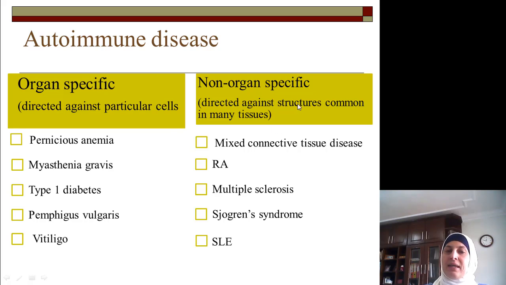In the non-organ specific, the self-reacting lymphoid cells are against certain structures or certain epitopes that are presented in different organs. This is why it is going to affect different organs and different parts of the body. This includes rheumatoid arthritis, for example, mixed connective tissue diseases, multiple sclerosis, Sjogren's syndrome, SLE. So these diseases are not restricted to one organ. It is actually affecting multiple organs, and the clinical picture of these diseases are different among patients. It depends on which organs are more involved and how severe the involvement is. So many of these conditions we will discuss in details in the coming lectures during this course.